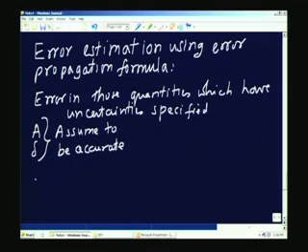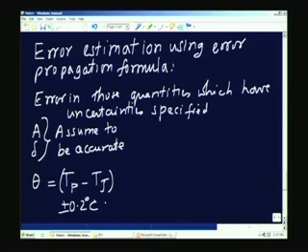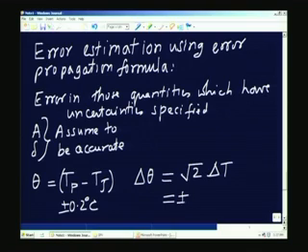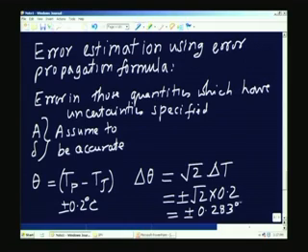For example, if you take theta, it is the difference between Tp and Tj. Each one is individually having plus or minus 0.2 degrees Celsius, and you will immediately see that delta theta, or the error in theta, is nothing but square root of 2 times the error in any one of the temperatures. This can be verified easily, and therefore this will be plus or minus root 2 into 0.2 degrees Celsius, and that comes to 0.283 degrees Celsius. This is the error expected in the value of theta, because each of the temperatures measured is prone to an error.